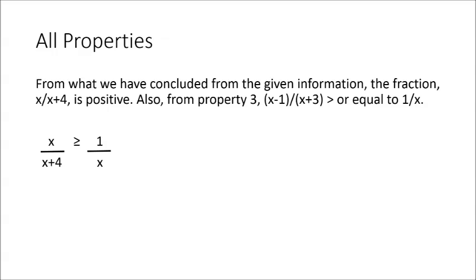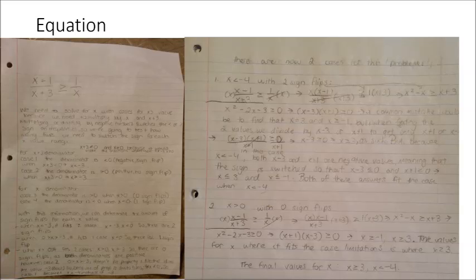By putting all that we know about the properties together, we conclude that the fraction x over x plus 4 is positive. Also, from property 3, x minus 1 over x plus 3 is greater than or equal to 1 over x. This is displayed in our fraction below. For the equation, we start with x minus 1 over x plus 3 is greater than or equal to 1 over x. This is what we got from property 3.